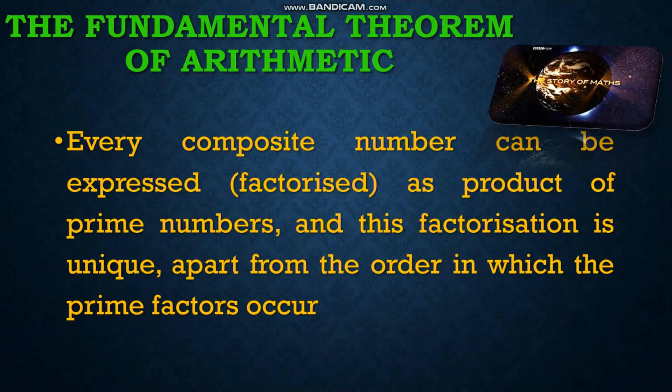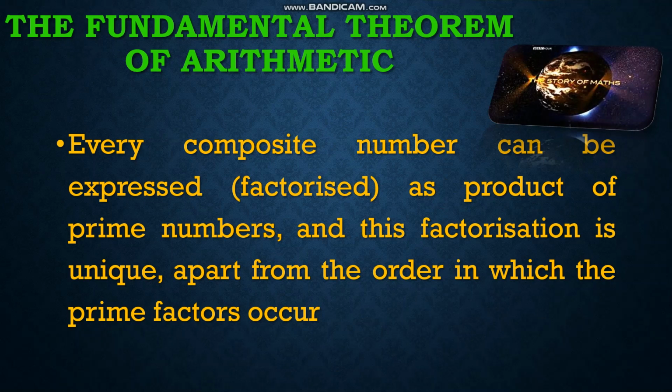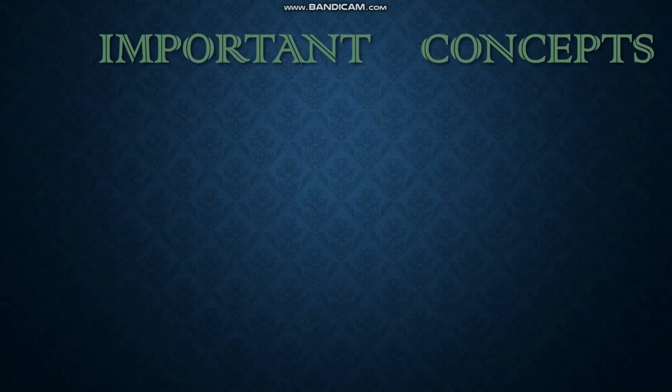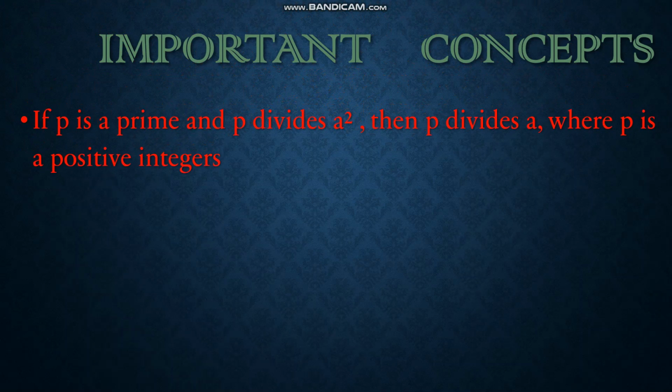It says that every composite number can be expressed as the product of prime numbers, and this factorization is unique, apart from the order in which the prime factors occur. Important concepts regarding this chapter are: if P is a prime number and P divides a square, then P divides a, where a is a positive integer.